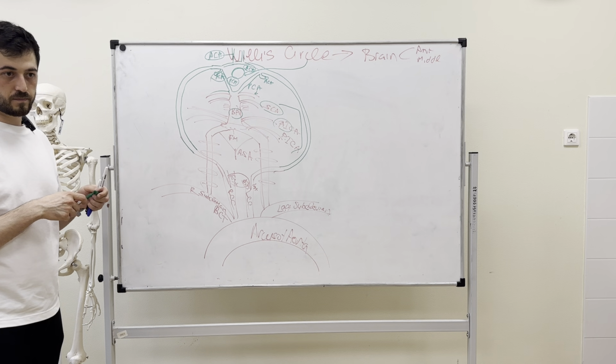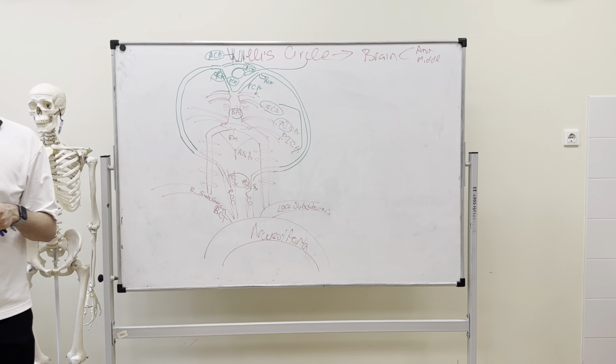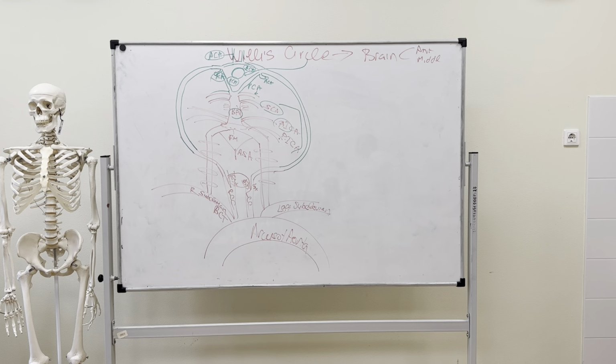Okay? Posterior medial central arteries, you say? Yeah. Between the posterior communicating arteries. How about the veins?